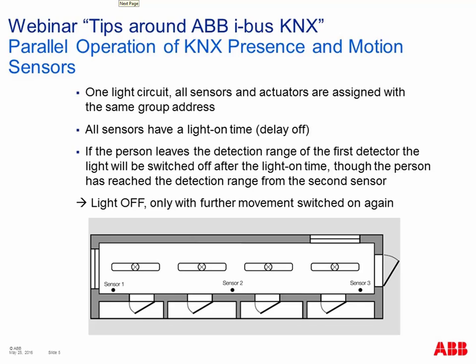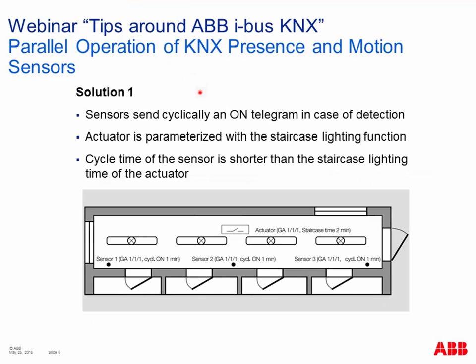There are 2 options to do this. Solution 1 is that you send from the sensors, motion or presence detectors, only cyclically on telegrams in case of detection, of course. So no off telegram after delay off time or light on time. How to switch off the light anytime? The actuators have to be parameterized with a staircase lighting function. Important is that the cycle time of the sensor is shorter than the staircase lighting time of the actuator. Otherwise you have this uncomfortable effect that the light will go off in between and you have to switch it on by movement again.